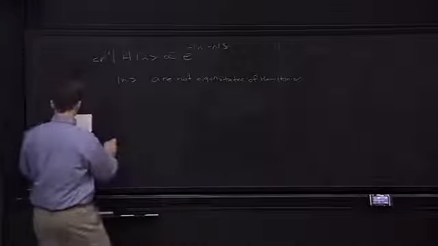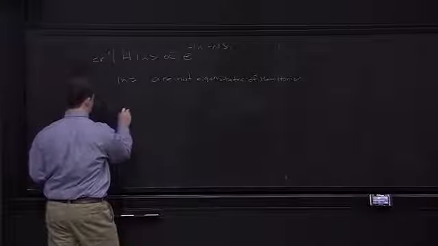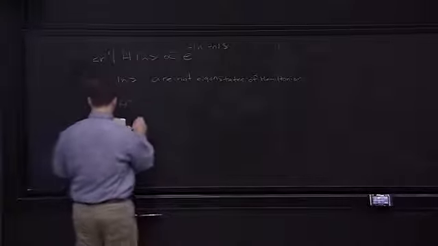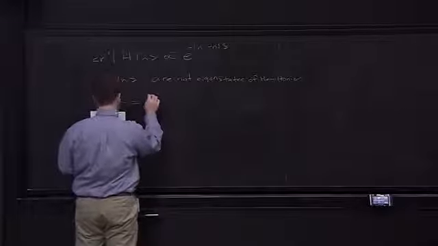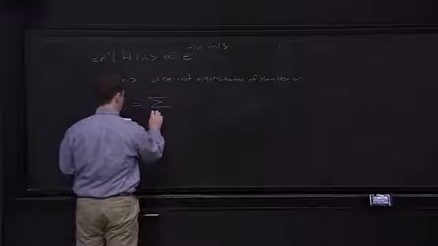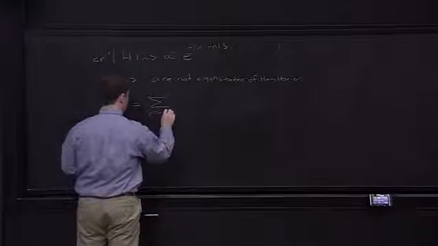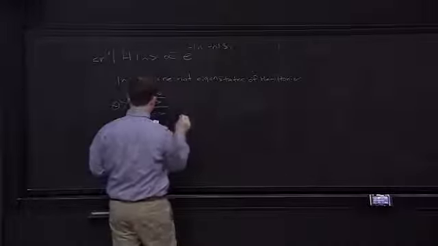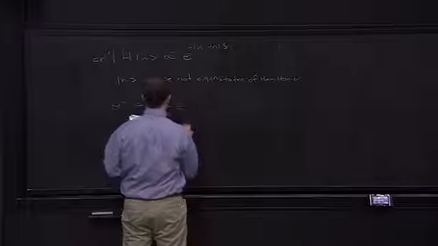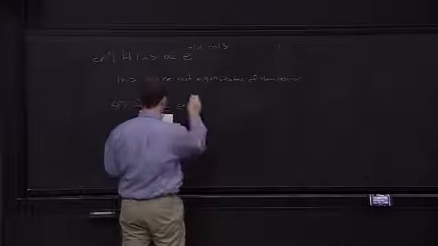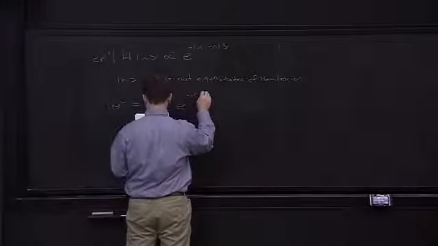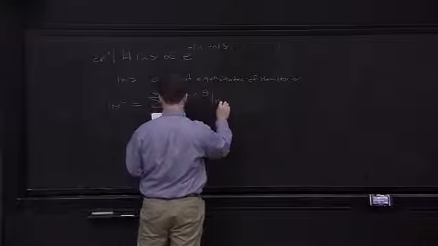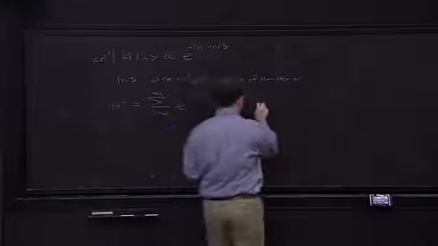And so the eigenstates are the so-called theta vacua, which are linear combinations of the states of definite winding number. So these are the energy eigenstates.